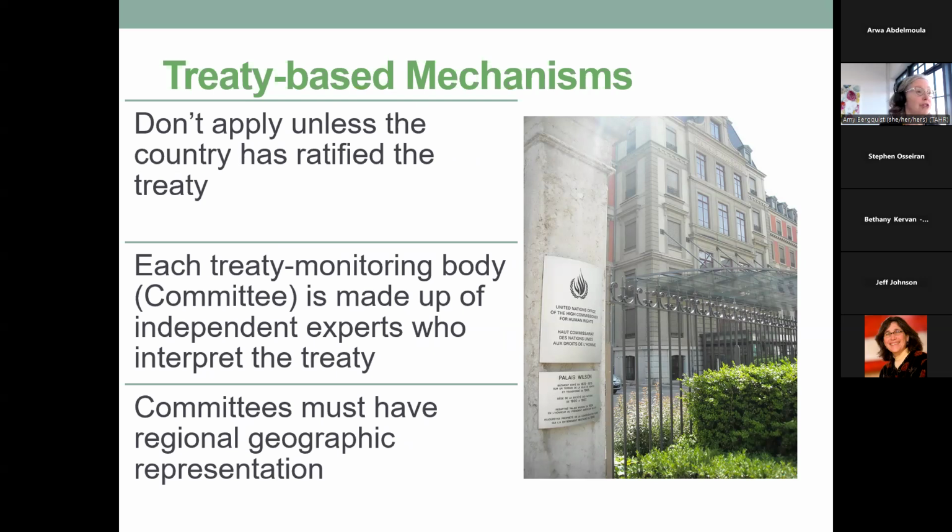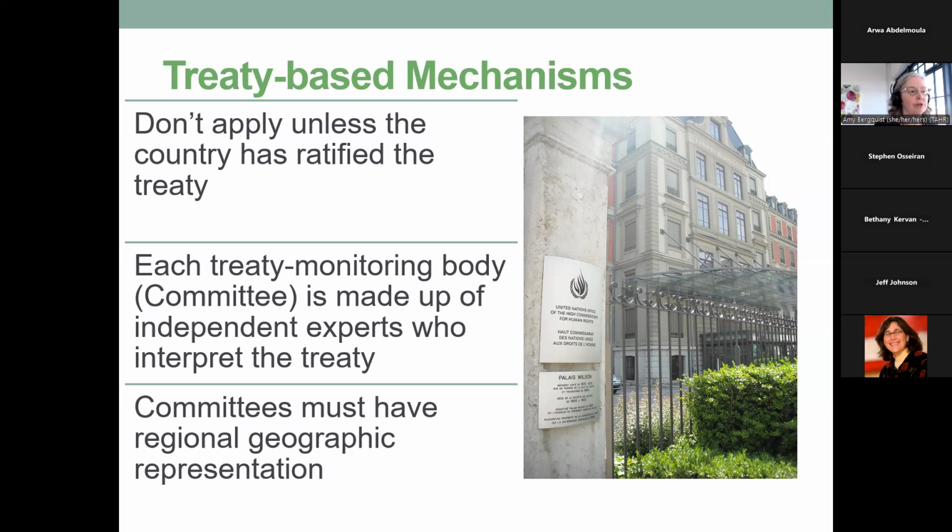Treaty-based mechanisms, generally speaking, don't apply. These committees and this treaty language don't apply unless a country has ratified the particular treaty. Each treaty itself, in addition to having the substantive rights that we've just taken a breeze through, sets up language setting up a committee, a treaty monitoring body made up of independent experts who interpret the treaty. These are typically law professors from all around the world who specialize in the particular rights falling under the umbrella of that particular treaty. So that's our audience for these reports we're writing.